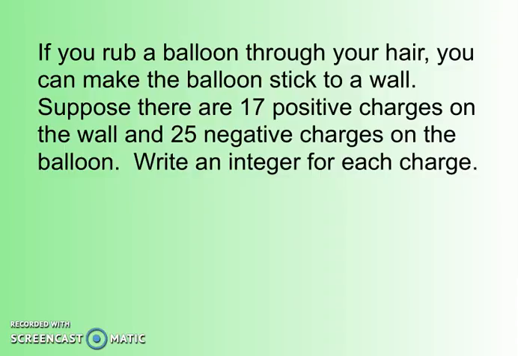It says, if you rub a balloon through your hair, you can make the balloon stick to a wall. Suppose there are 17 positive charges on the wall and 25 negative charges on the balloon. Write an integer for each charge. Well, first of all, let's do 17 positive. I just write 17, because that shows me that it's a positive number. I don't need a negative sign. Now, for -25, this one I need a negative in front of it. And so -25 would be my integer for the 25 negative charges.